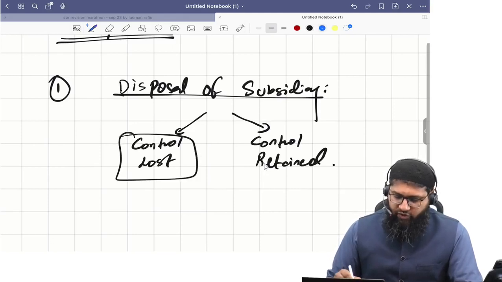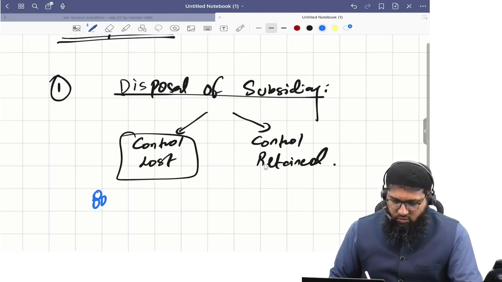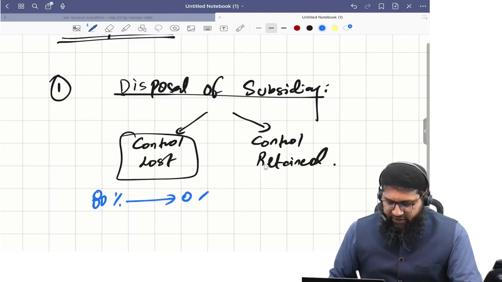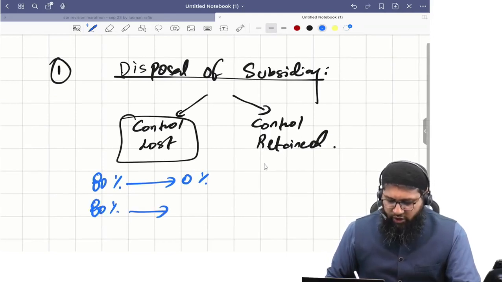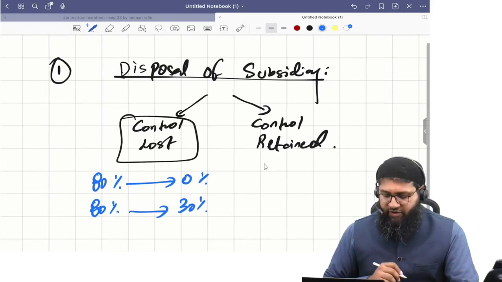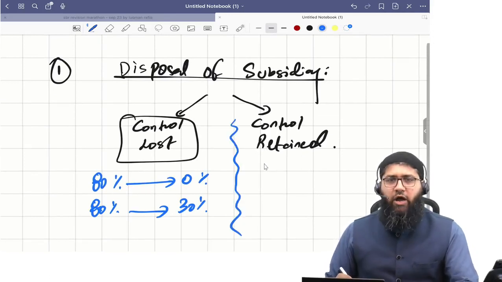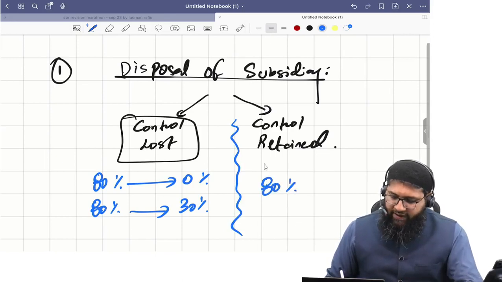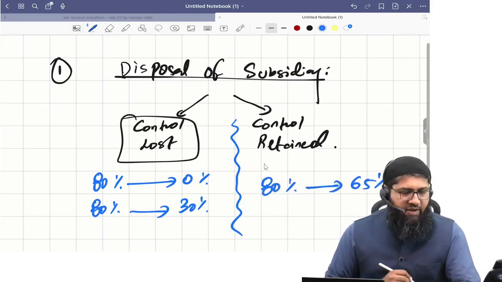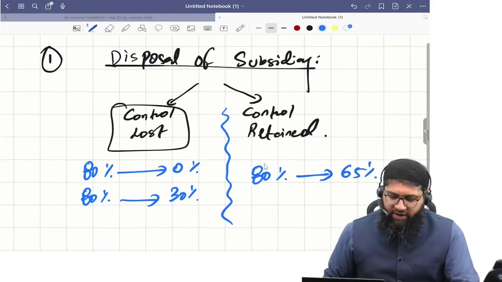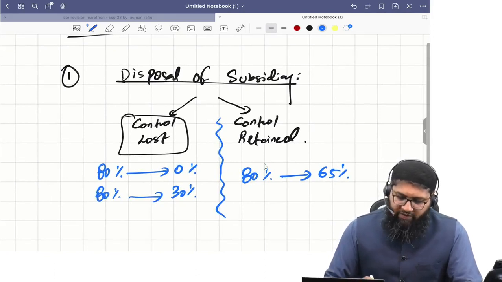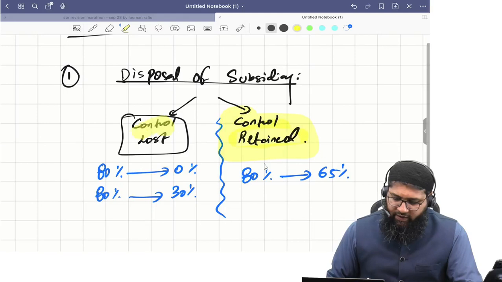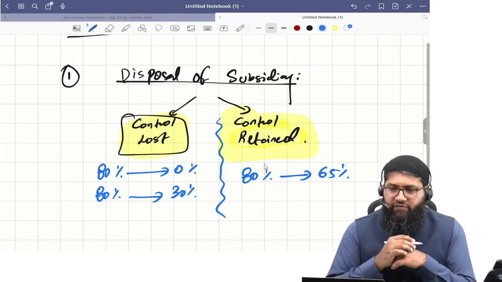Now, what could be the situations? It could be like this. You had an 80% subsidiary, it turns into 0%. You had an 80% subsidiary, it might go on to become 30% as an associate. And when we talk about control retained, you had an 80% subsidiary, it may go on to become 65%. That's when you would say that it is control retained. So let me just guide you a bit. There is control retained, there is control lost. Both of the situations are there. Now let's try to understand the situation.